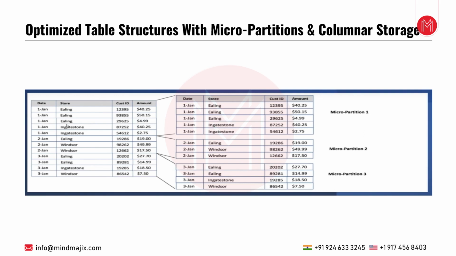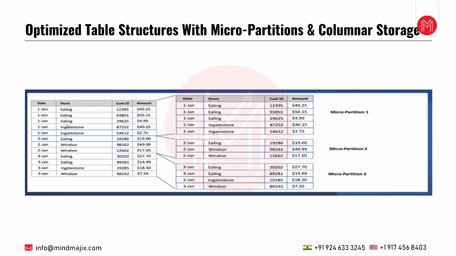Let me explain with an example. Here we have a table with multiple columns called date, store, customer ID, and amount. Now, for the first micro-partition, it will store the minimum and maximum values of that micro-partition. For example, for the amount column, it will store 4.99 as the minimum value and 40.25 as the maximum value. So this will help in improving the performance.